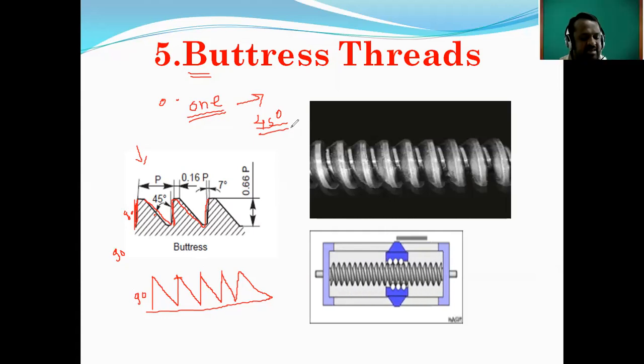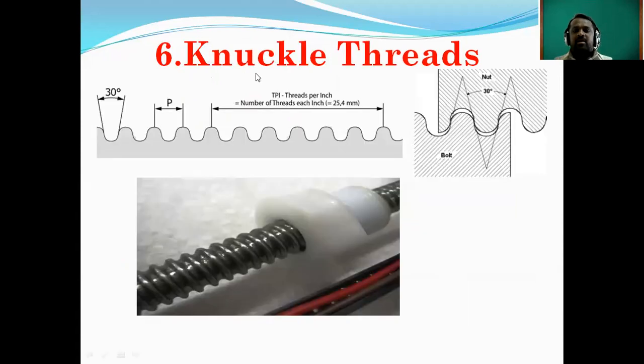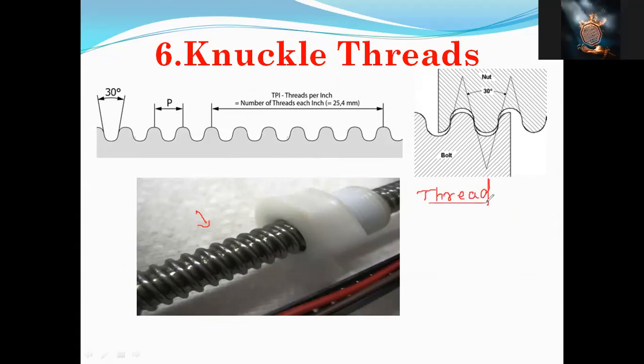Okay. The next thread, the last thread, is the knuckle thread. Just see, this is the knuckle thread. This is the profile of that knuckle thread. So this is the practical picture of that knuckle thread. And what is the thread angle for the knuckle thread here? 30 degrees. The thread angle for that knuckle thread is 30 degrees.